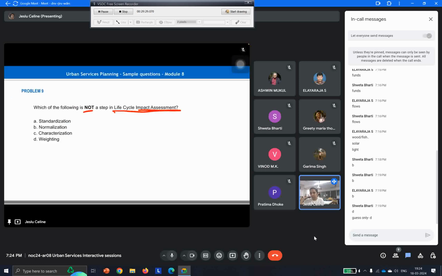So coming back to our question, we have weighing. Yes, that is also important, because that's how we finally take the weights of all these attributes, and we finally come to the overall impact. So weighing is important. Characterization is also part of it. Normalization is also part of it. Standardization, there is no term called standardization. Sometimes that option is given in order to confuse you. The term used is normalization. We normalize it. Standardization is not part of life cycle impact assessment, right?